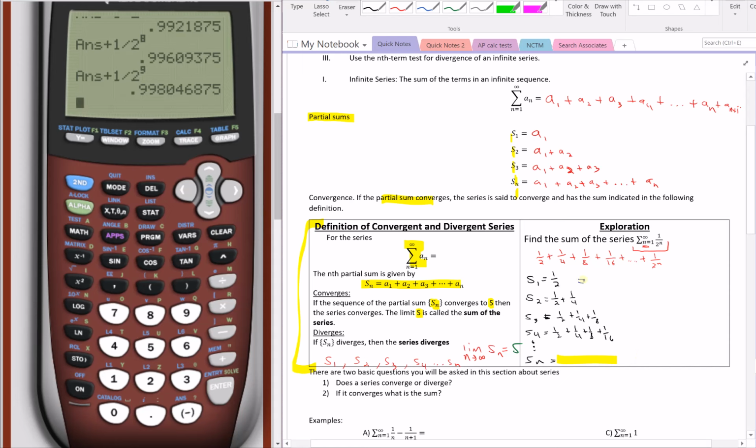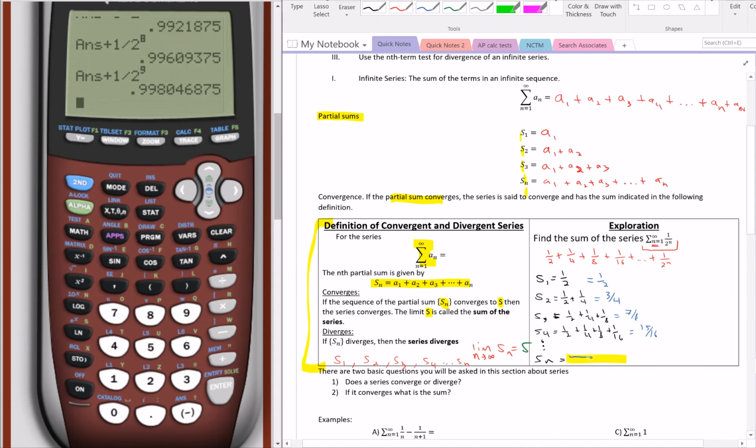Let's actually look at what these are. 1/2 is just 1/2. 1/2 plus 1/4 is 3/4. And 1/2 plus 1/4 plus 1/8 is 7/8. And then 1/2 plus 1/4 plus 1/8 plus 1/16 is 15/16. So what we want to write down here is a formula that will give me these numbers: can I come up with a formula that will give me 1/2 if I plug in 1, 3/4 if I plug in 2, 7/8 if I plug in 3, and so on and so forth?